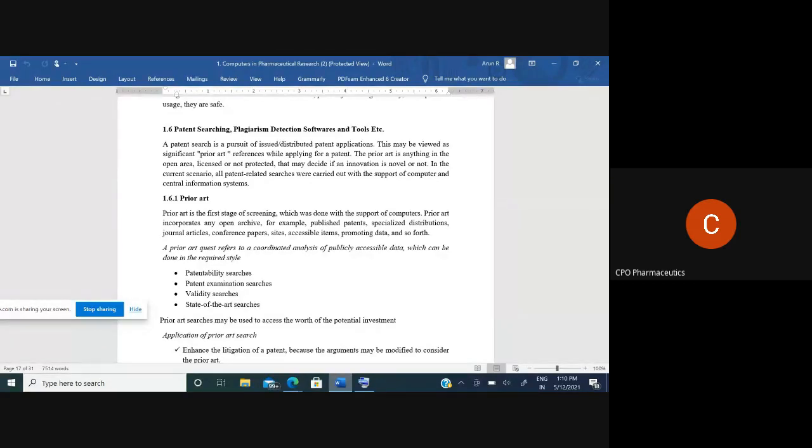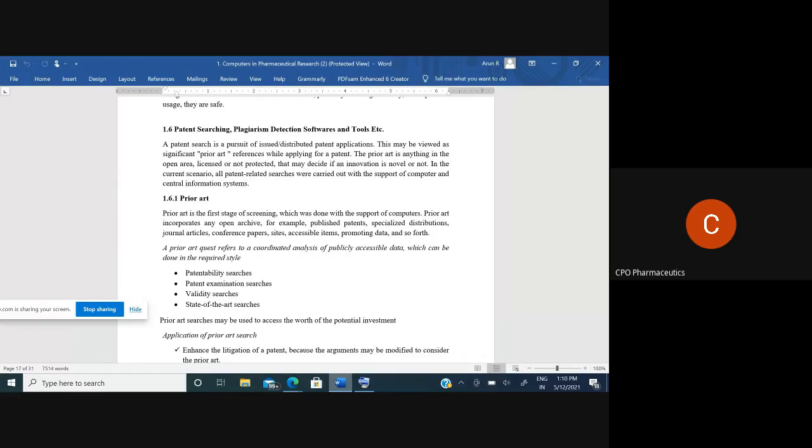It will search all throughout the globe. They will search all patent databases and publication databases. These search engines are again very costly to buy, but they will search everywhere. It will search all patent resources throughout all countries.